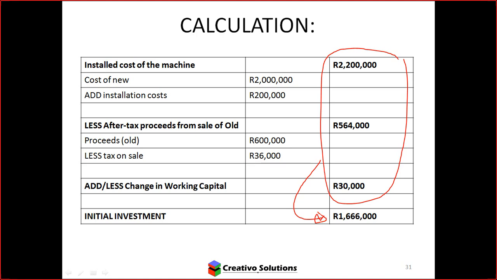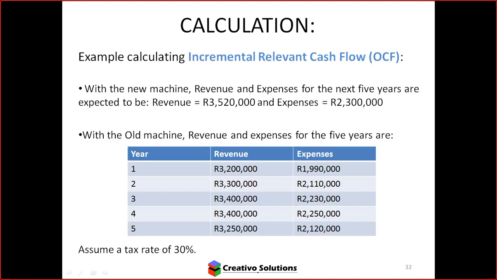Where does that 564 come from? It comes from this. Proceeds less the tax on sale. Okay. Okay, any other questions? No. Okay, great. Alright, that's the first calculation that you need to do to draw what? The initial investment.